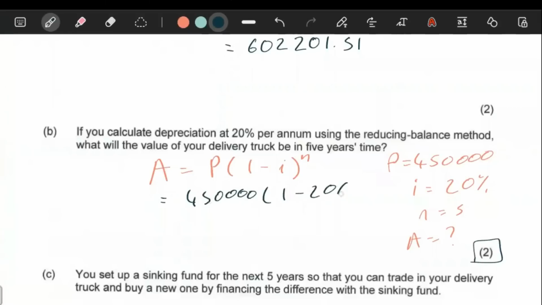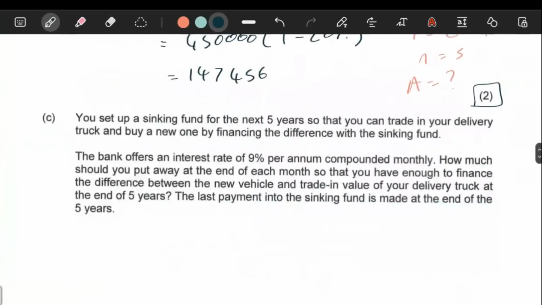So this here, the 20% portion, right? You always want to make sure that in your calculator, you put the percentage symbol so that you end up with the correct final answer. So let's see here, 1 minus 20, shift percent, the whole thing per 5. Wow, this is like 147,456. There we go.